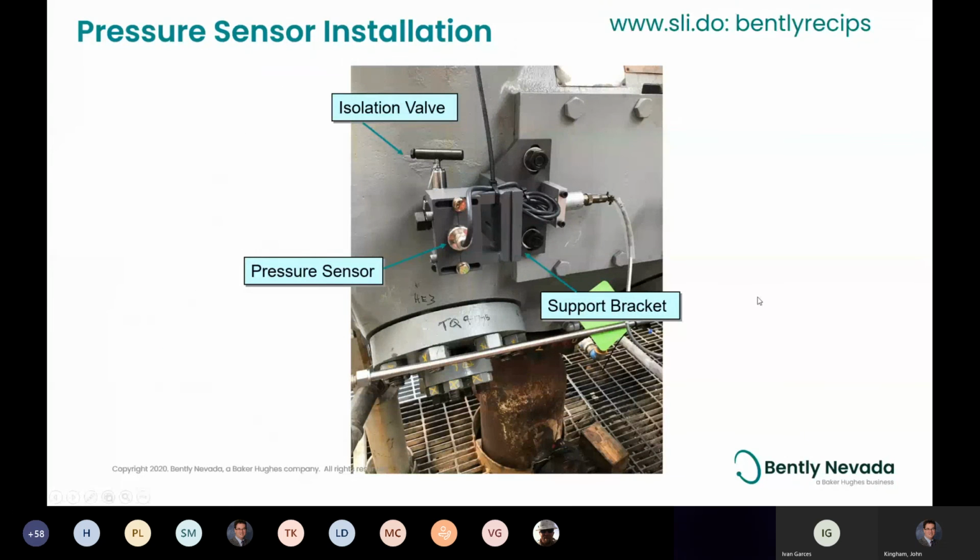Here's a picture of an installation that our projects guys did. Our projects guys are great at building brackets to protect not only the sensors, but also to protect you from getting false readings. So we had a question come up in one of the earlier sessions about the port length.